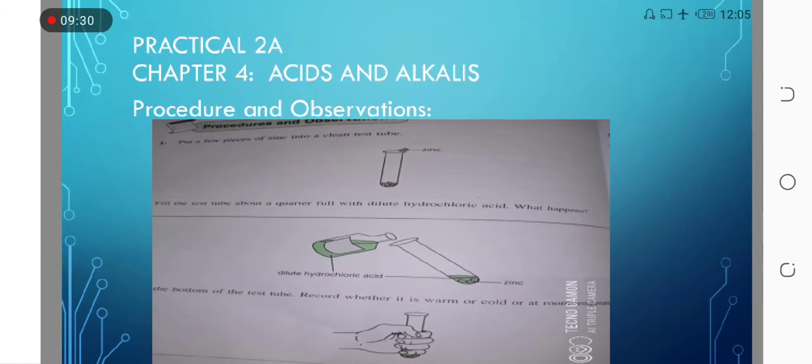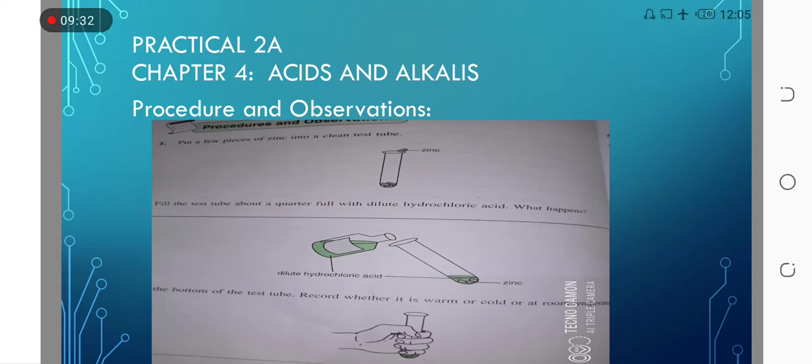Now you can see that the first step is to put a few pieces of zinc into a clean test tube. So the test tube must be clean. This point is very important. So come towards the second point. You have to fill the test tube about a quarter full with dilute hydrochloric acid, and then you have to observe what will happen with it.